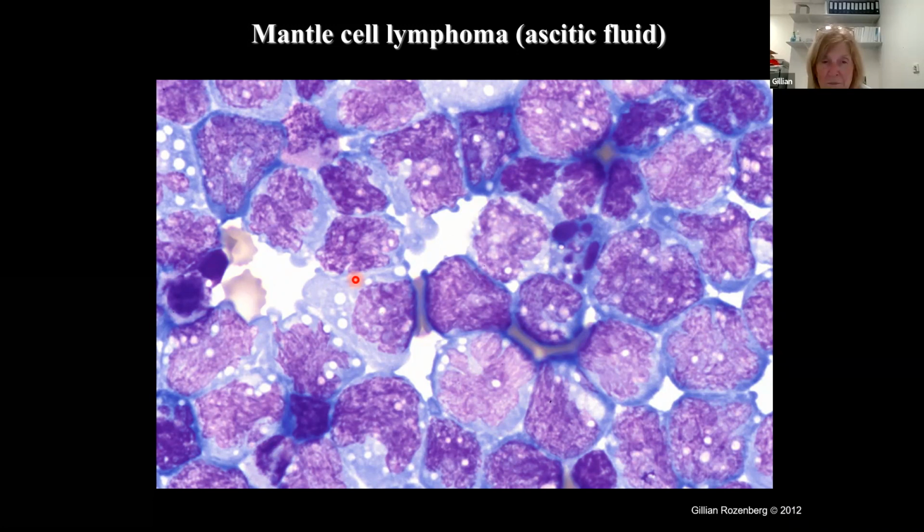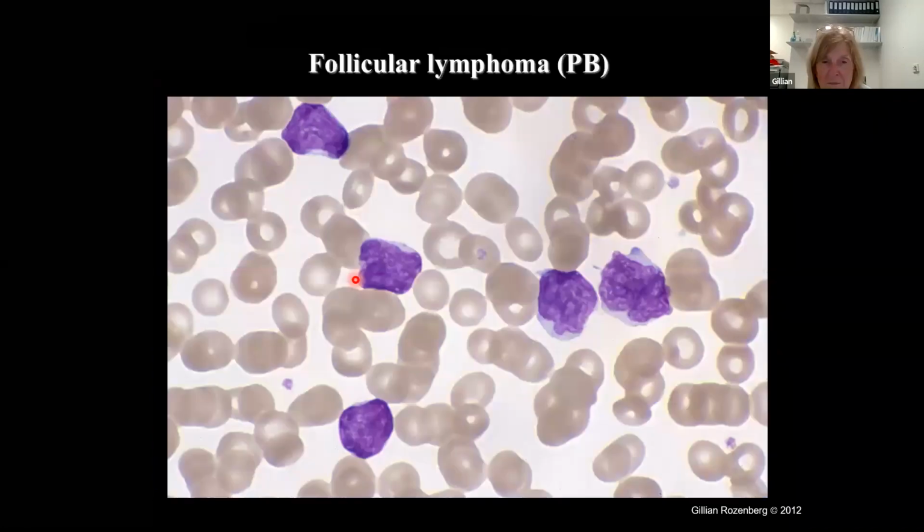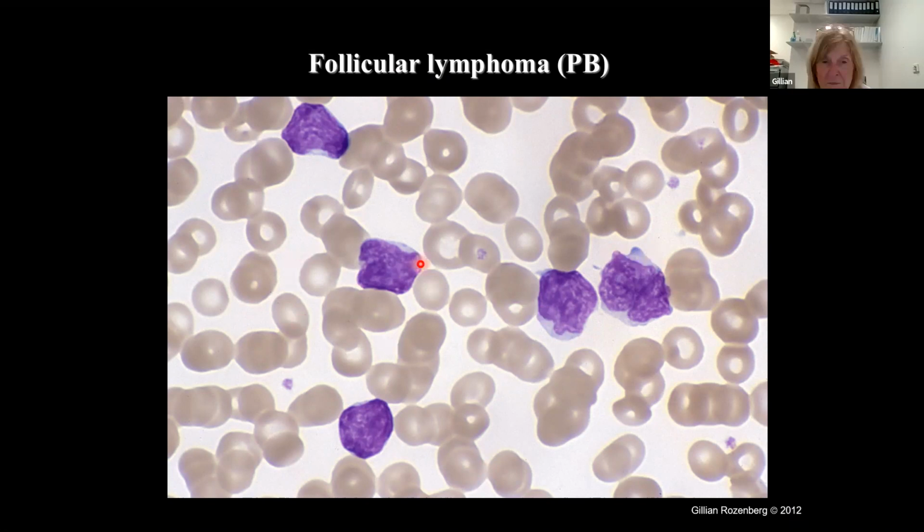This is a follicular lymphoma. Follicular lymphomas tend to be just slightly convoluted, but still lymphoma cells. We don't need to be able to recognize the difference.